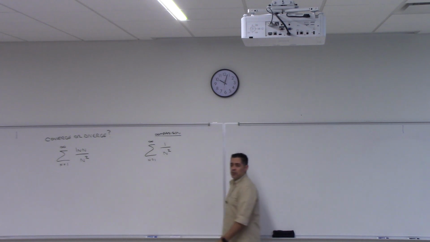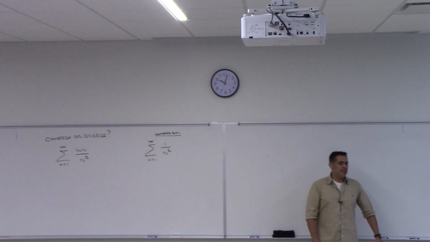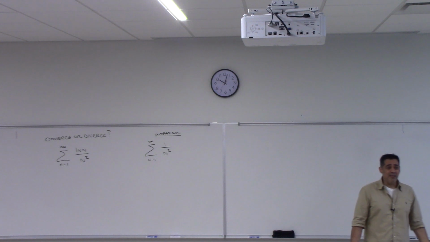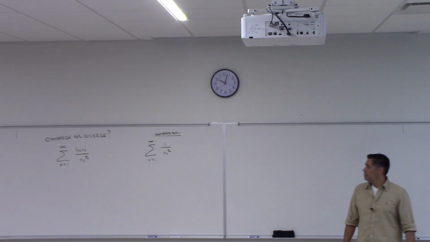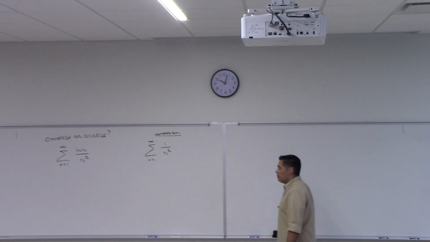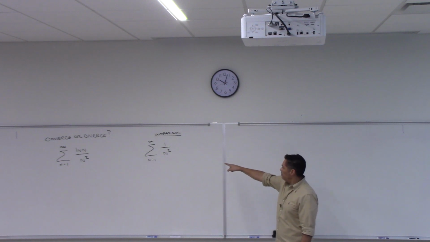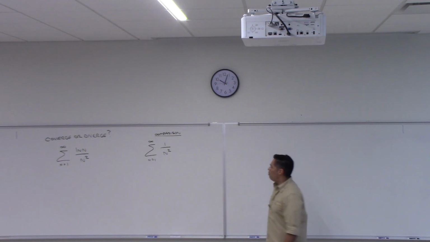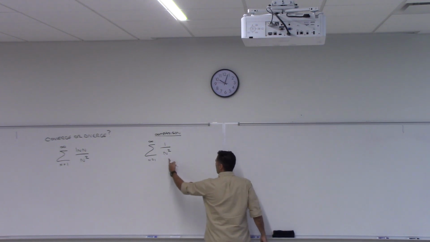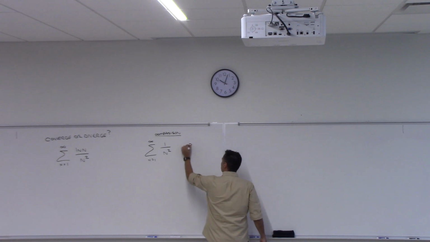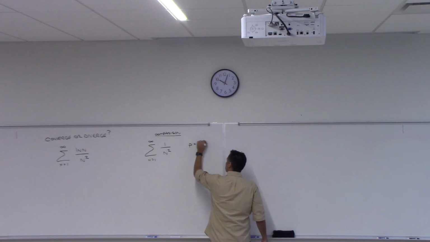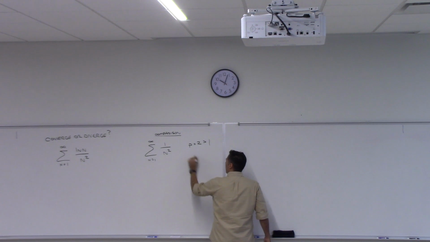Yeah, that seems reasonable. If this doesn't work, you might try 1 over n. I need to know what that does. Do you know what that does? Converges. Why? What kind of series is this? P series. This is a P series. P is 2. That's bigger than 1, right? That means we have convergence.